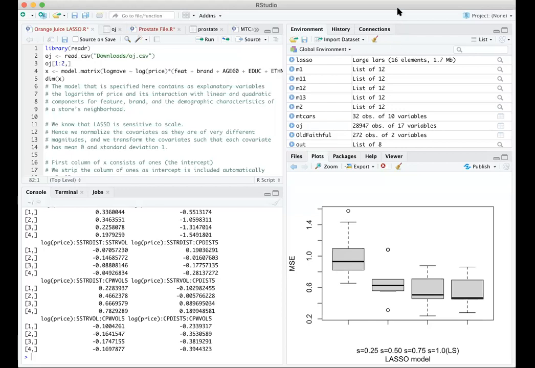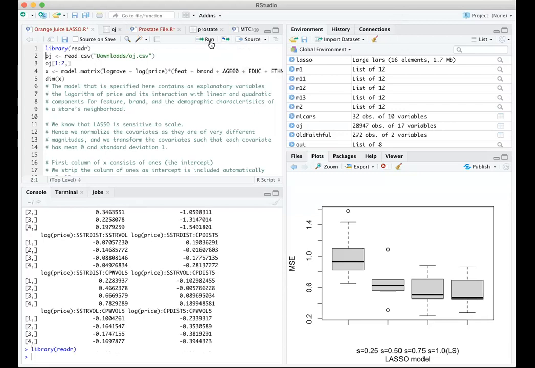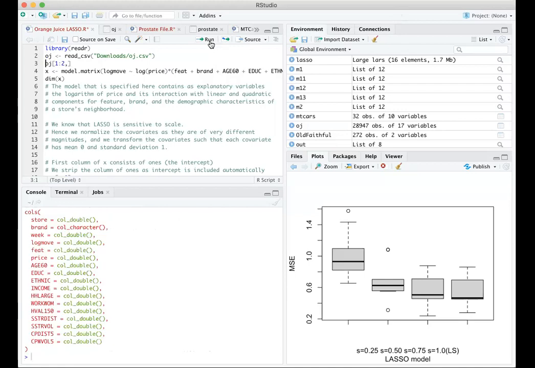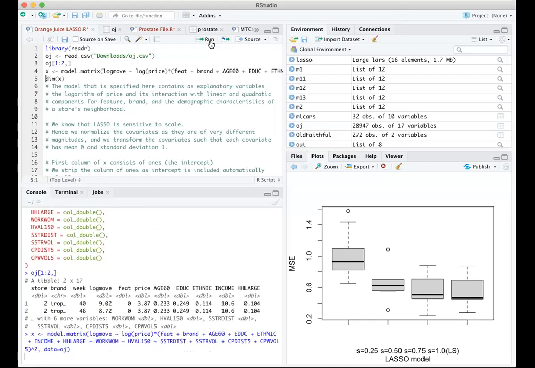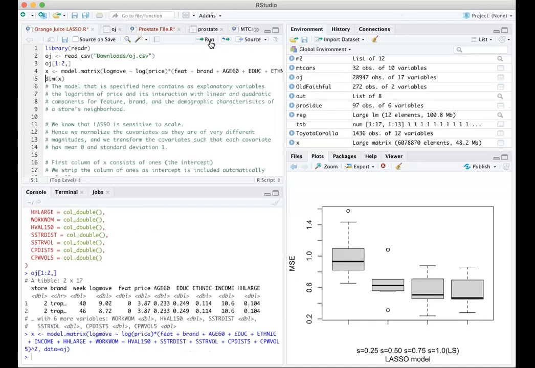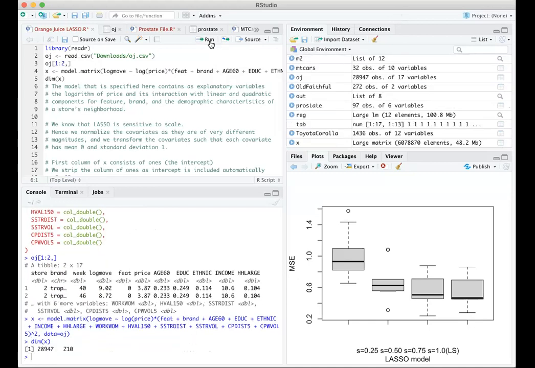Now we go to example 2, which is the orange juice example we did previously. We have to read in the library and read in the data of OJ. We check the first two columns, and we set x with all of the covariates. And we check the dimension of x. The model that is specified here contains as explanatory variables the logarithm of price and its interaction with linear and quadratic components for feature, brand, and the demographic characteristics of a store's neighborhood.